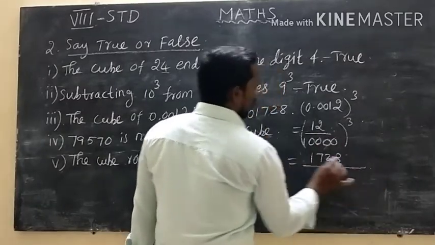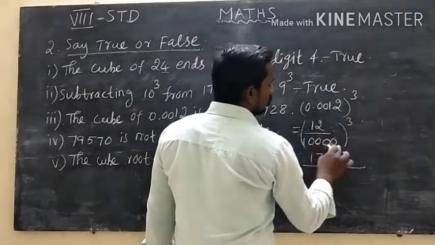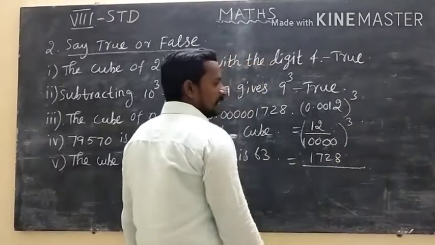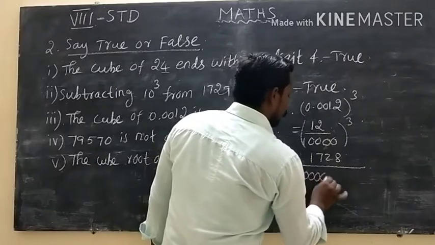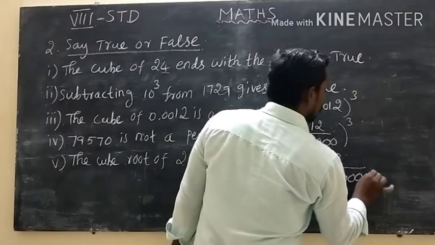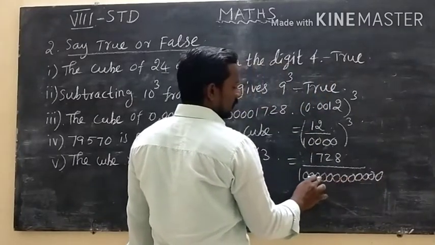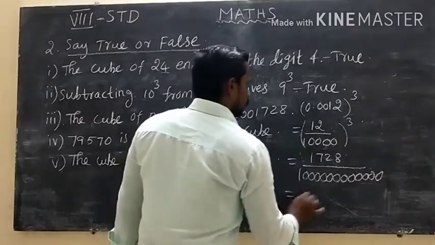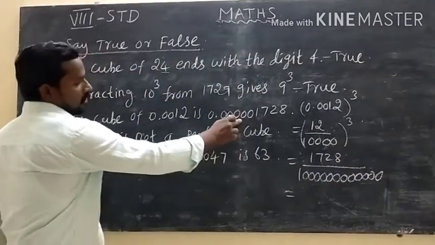1728 divided by 10,000 cube. The 4 zeros are multiplied 3 times. 4 3s are 12, so 12 zeros: 1, 2, 3, 4, 5, 6, 7, 8, 9, 10, 11, 12. Okay, this is your answer. Is this equal to the given number or not?